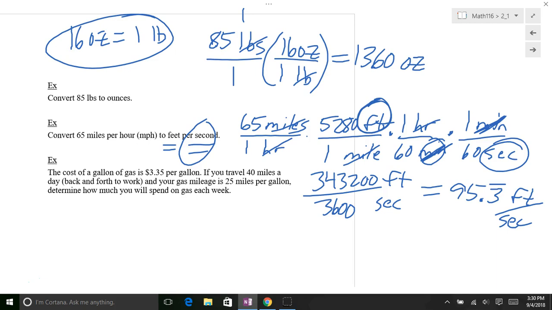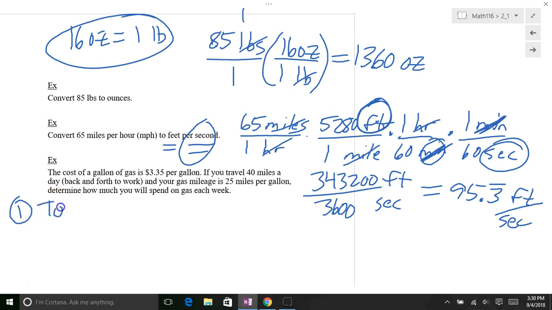Now we got the cost of a gallon. Here's a different type of application. Gas costs $3.35 per gallon. If you travel 40 miles a day, and we're going to assume here that we have a 5-day work week, going back and forth to work, and your gas mileage is 25 miles per gallon, how much will you spend on gas each week?